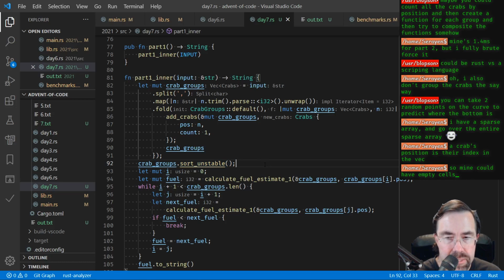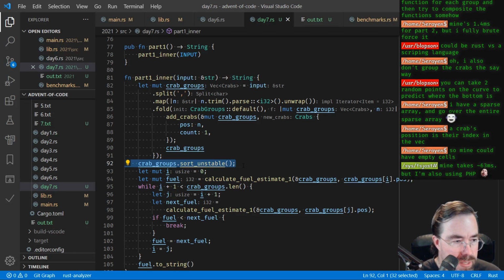I guess with a sparse vector, I would use more memory, but I wouldn't need to sort. But it looked like the sort didn't count very much. Yeah, so mine doesn't have empty cells. It just requires sorting. Yeah, with the sparse, you actually just put the position as the memory offset, whereas I put it in the cell. 63 milliseconds, but you're using PHP. So is it what, 100 to 1 factor? PHP versus compiled language?